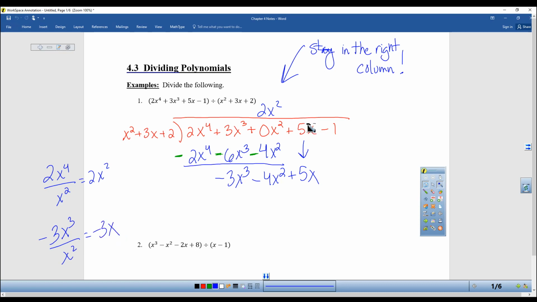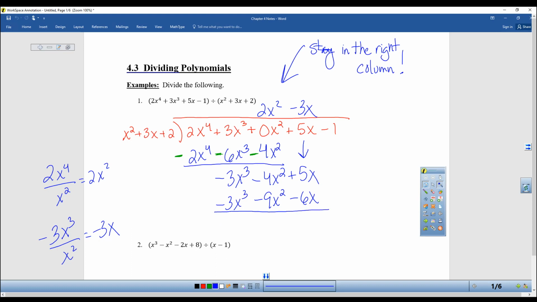So I know I want to put that in the x column, negative 3x, and I'm going to repeat this process. Negative 3x times 2 is negative 6x. Negative 3x times 3x is negative 9x squared. And negative 3x times x squared is negative 3x cubed. I'm going to draw my line.